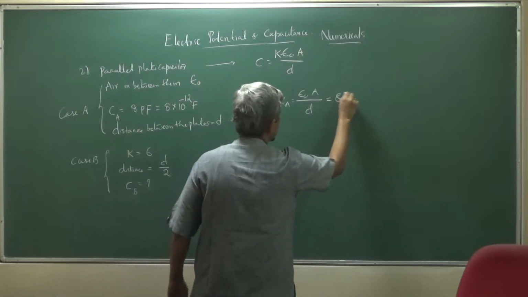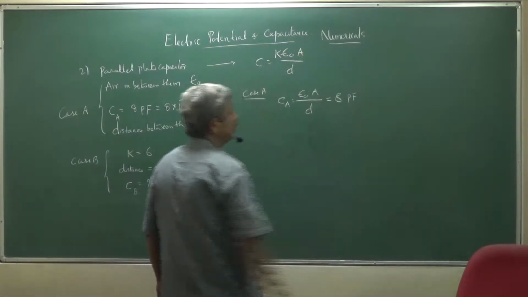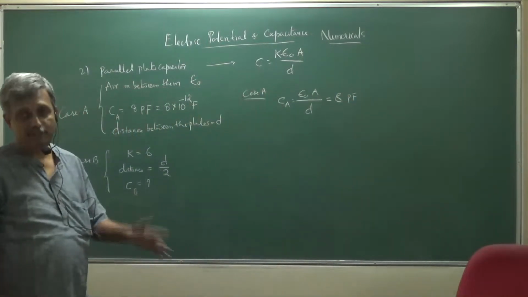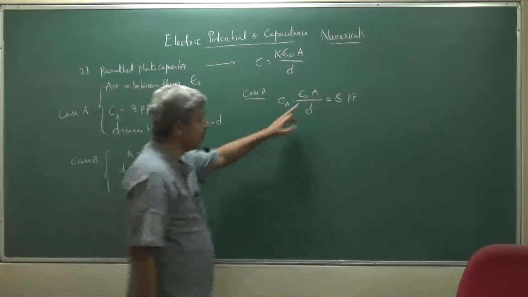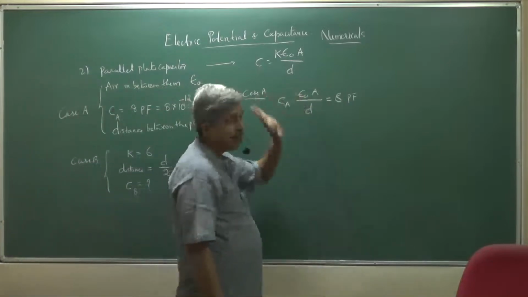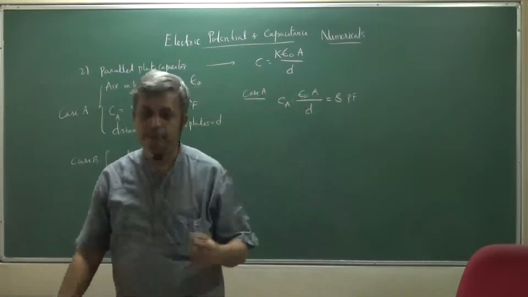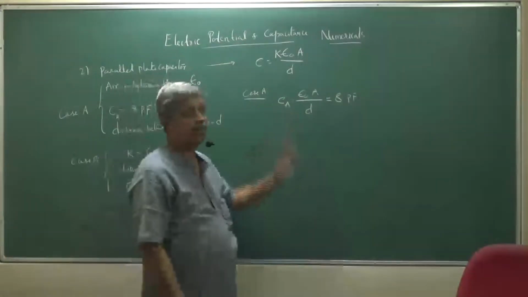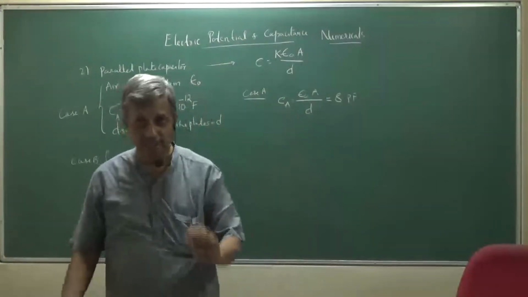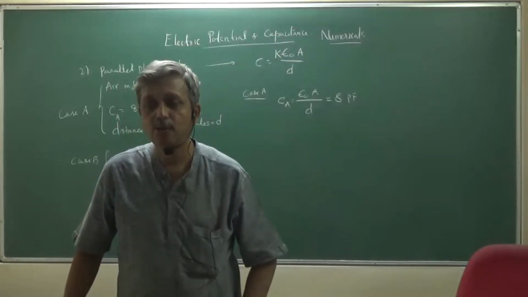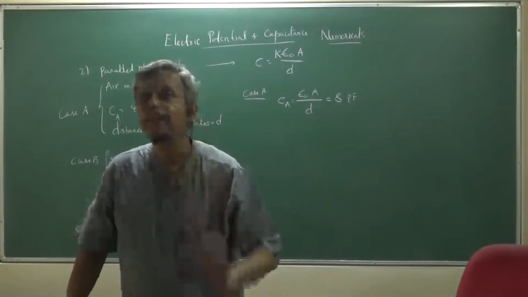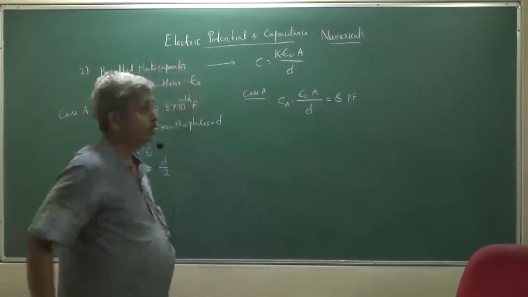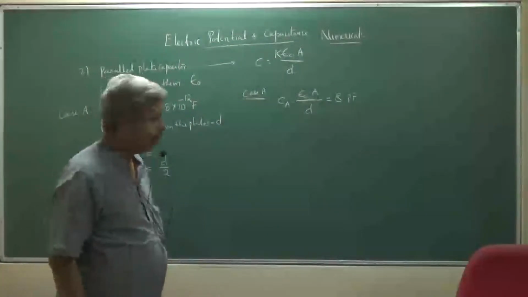It is 8 picofarad. They have given it as 8 picofarad. They have not given the values of A and D. We know the value of epsilon naught, 8.8 times 10 power minus 12. But we are not going to substitute and struggle with those numbers. Unless it is necessary, we are not going to substitute the value. We have learned it by hard work, right?